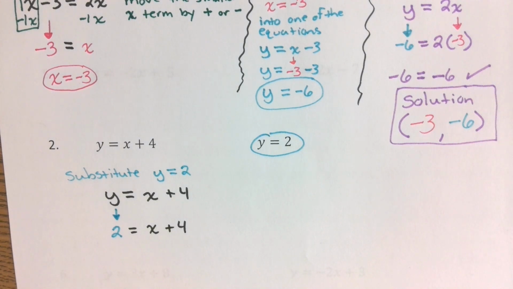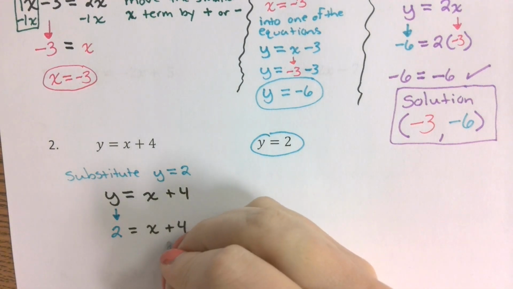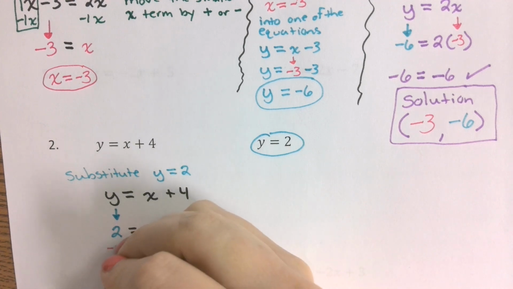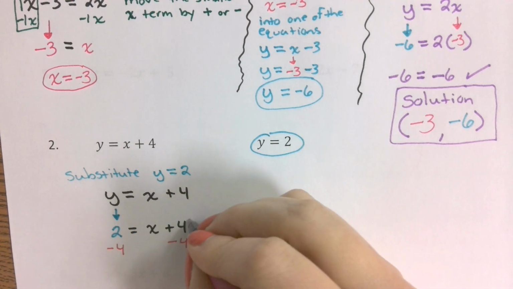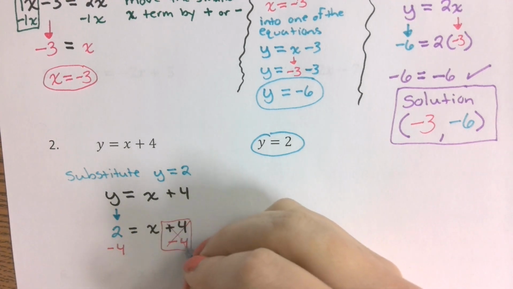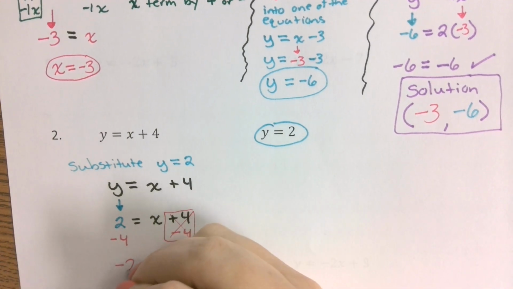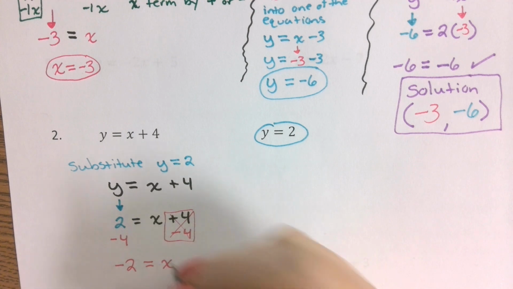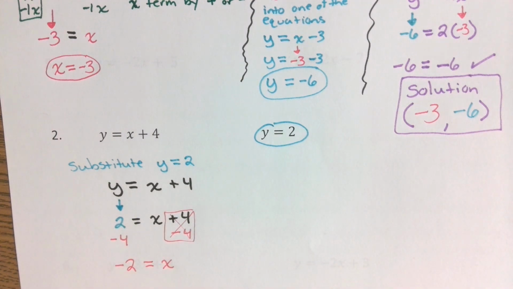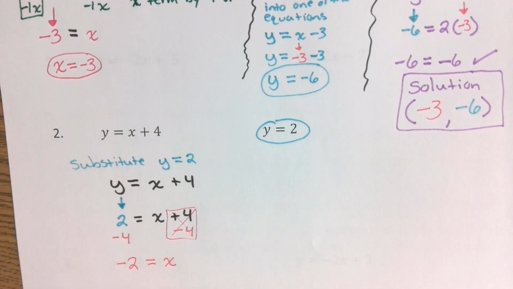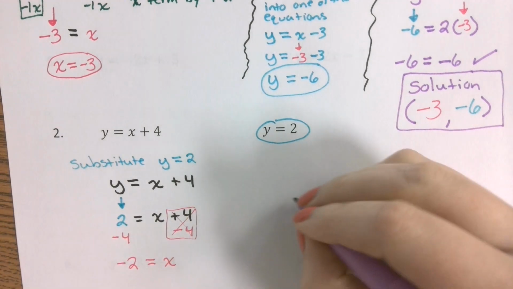So the only thing that we can do in this situation is to subtract 4. So we'll subtract 4 from both sides. These 4's are going to be what cancels out. And then 2 minus 4 is a -2. So we get -2 is equal to x. There isn't anything that we can do to check because there was only one equation that we were able to substitute into. So that gives you your final solution.